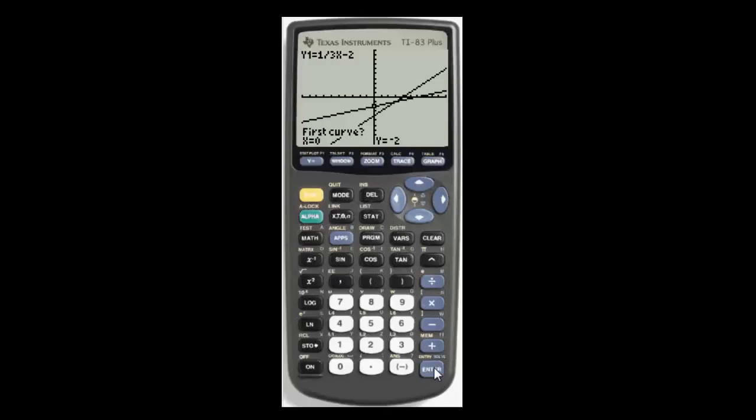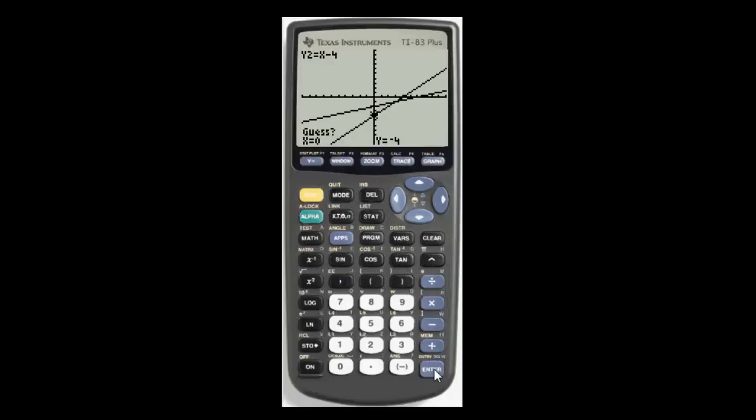Now, when the calculator says first curve, please remember that everything the calculator graphs is called a curve. What the calculator is really asking here is, am I on y1? And the answer is yes, that's the graph of y1. So I'm going to tell the calculator yes by hitting enter. Now the calculator is asking me, am I on the second curve? That means, am I on y2? The answer is yes. So I say yes by hitting the enter key.